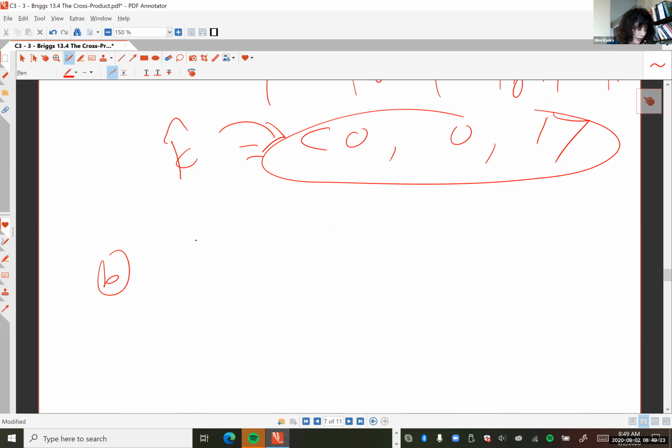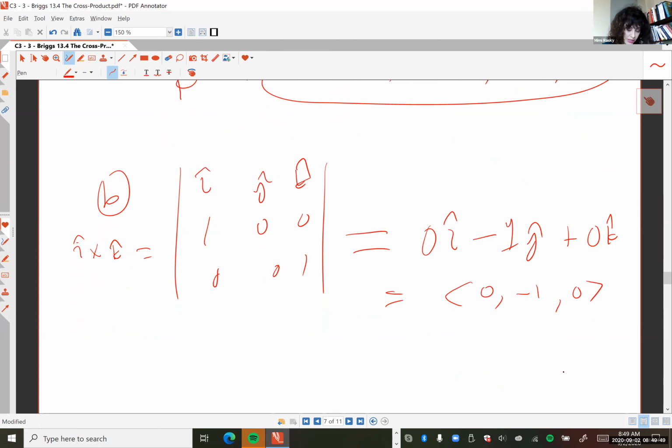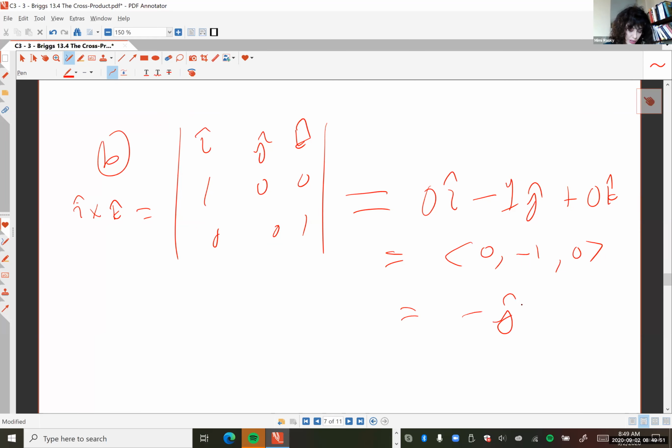You're like, oh, okay, I don't buy it. All right, so do i hat, k hat cross k hat using the 3x3 determinant method. Sure, go knock yourself out. And I claim you're going to get 0 i hat minus 1 times j hat plus 0 k hat, which is the vector 0, negative 1, 0, but that is equal to negative j hat, okay?